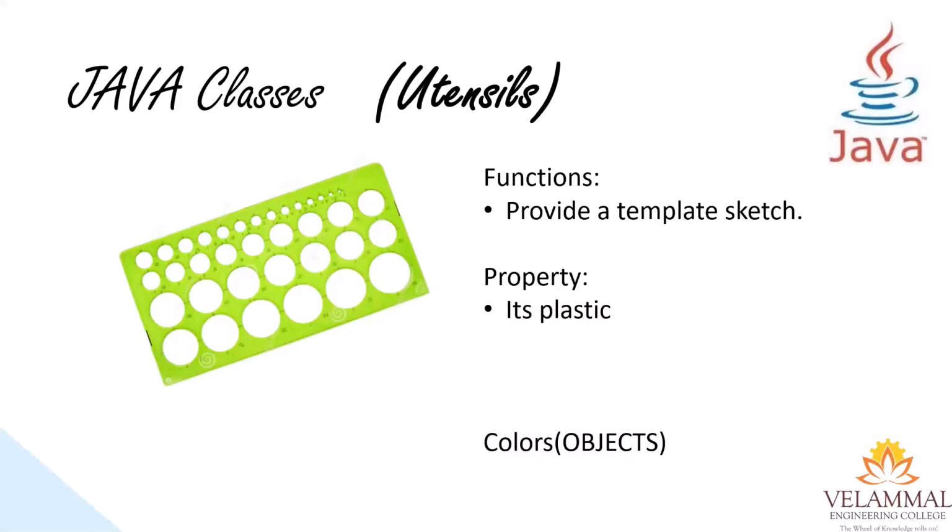Like for example, this template, that is this stencil, is made out of plastic. It is its property, and it can provide circles of different shapes and sizes. So this is the template, and any color reference that you put to this template is called an object. For example, this template could be used with any number of colors, that is any number of objects. You can paint it with red, blue, violet, but the template remains the same.